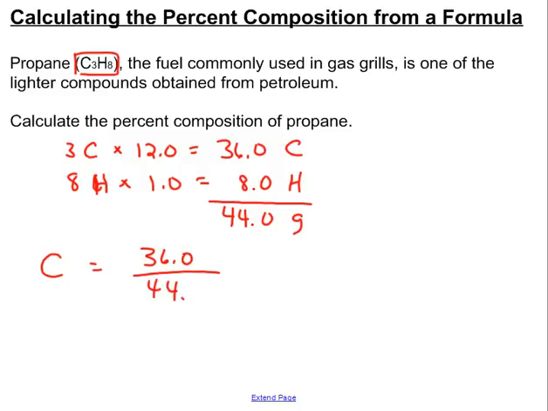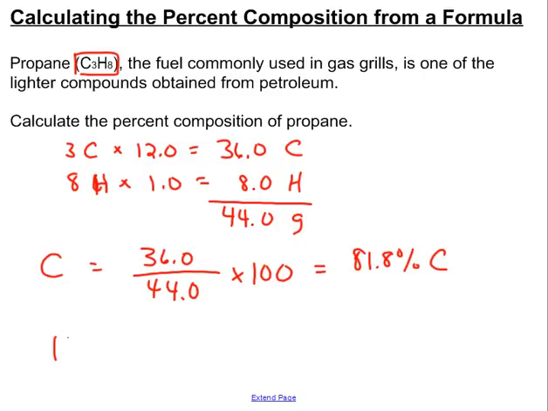So finding the percent carbon, we take the mass of the carbon, divide it by the mass of the entire compound, and multiply by 100. This works out to, if we maintain 3 significant figures, 81.8% carbon.